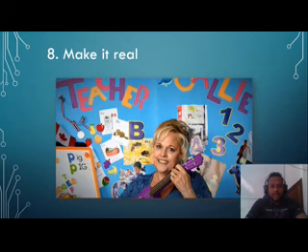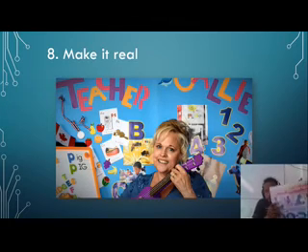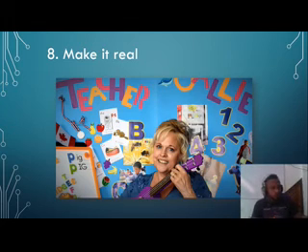The next one is make it real. If you go through the lecture again and again, and you are doing the talking all the time, that will be a boring class for your students. To make it real, you have to show some posters, some objects, anything related to your lesson. That is very important to keep your students engaged in the lesson.